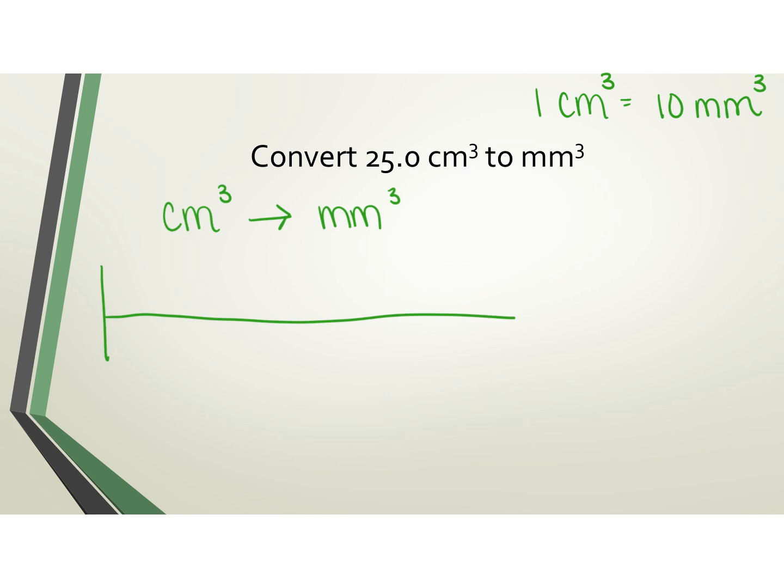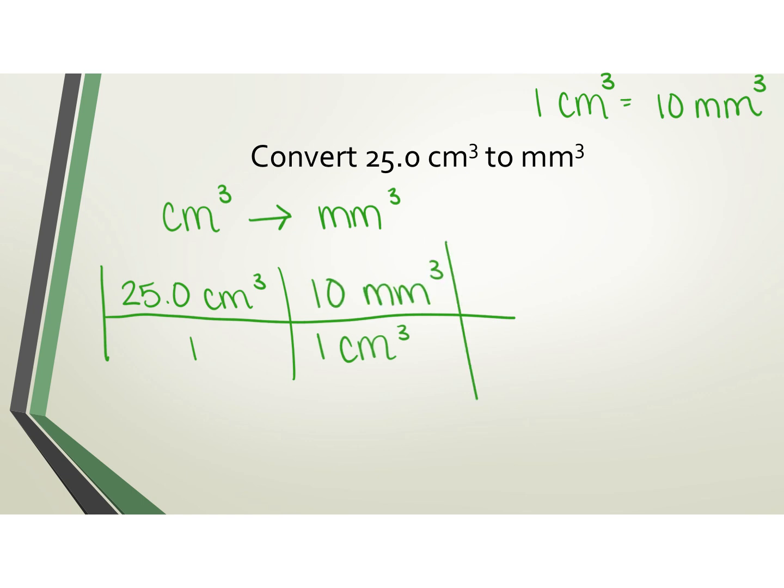All right, now we'll set up the dimensional analysis. What number goes in the first box? 25.0 cubed centimeters. Then we'll use our conversion. If centimeters cubed is in the top box, what unit has to go in the bottom box? Centimeters cubed. How many? 1. So 1 cubic centimeter. And then what goes on top? 10 millimeters cubed.